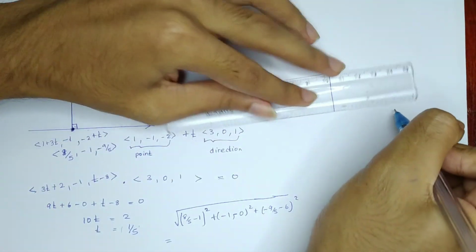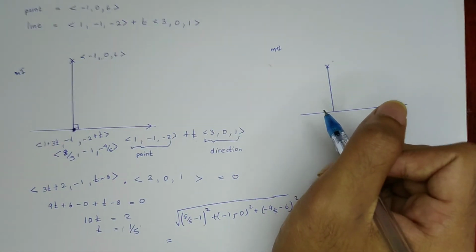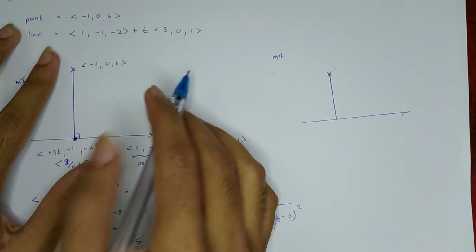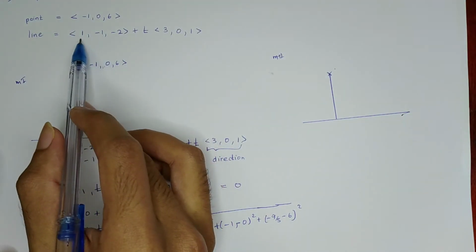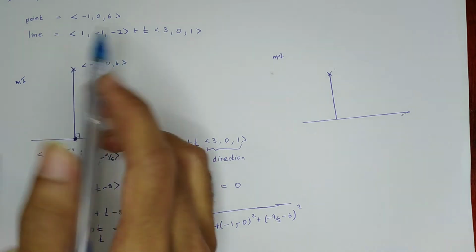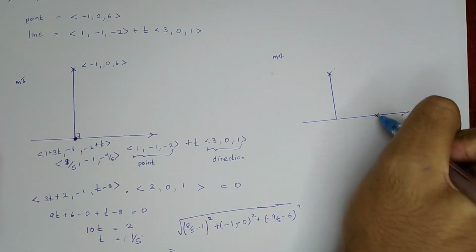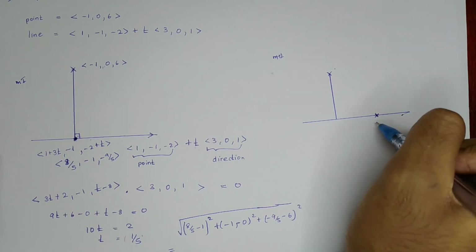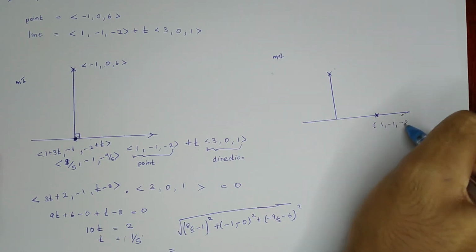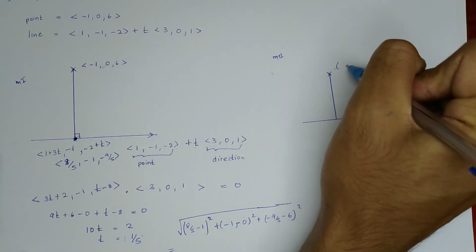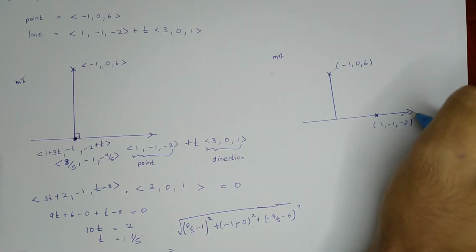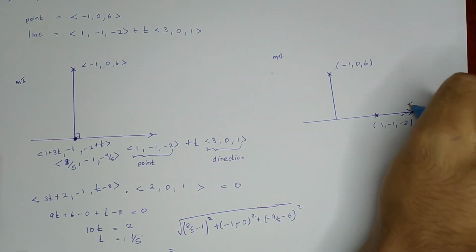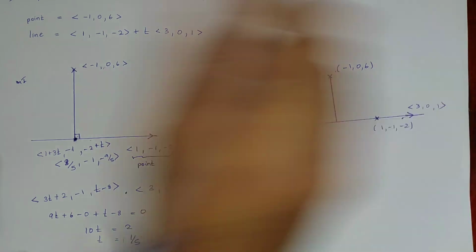I'm going to mark it like this. So before doing that, let's understand what's meant by this. I have already told this is the point in that line. So over here there is a point. Let's say this is a point, and the point's coordinates are (1, -1, -2). And here they have already given the point (-1, 0, 6). So let's say the direction vector, I'm going to mark it like this, (3, 0, 1).